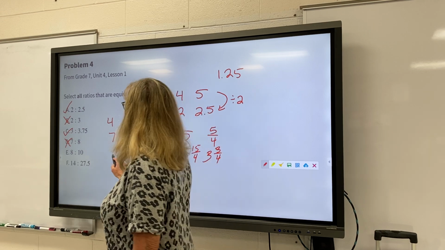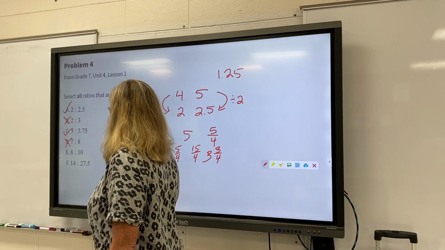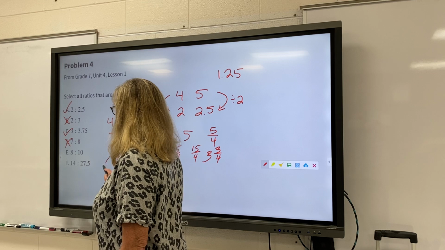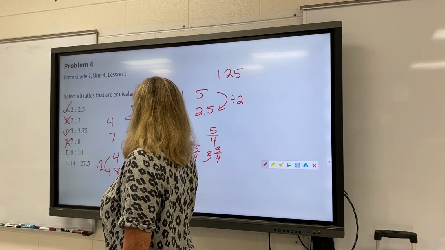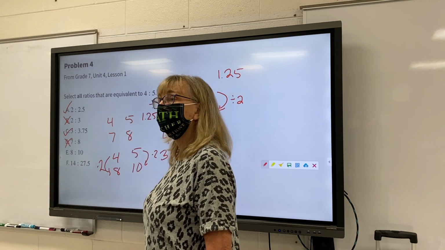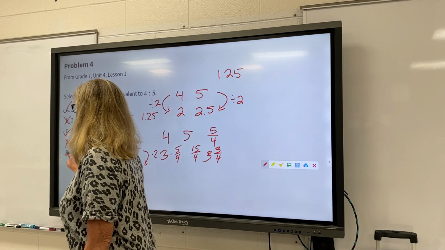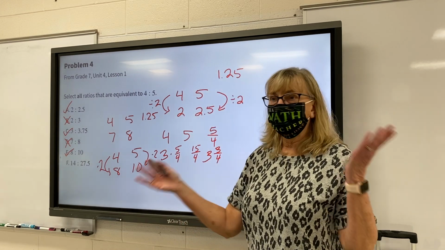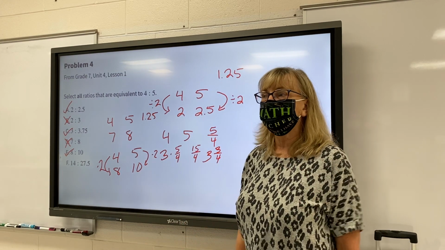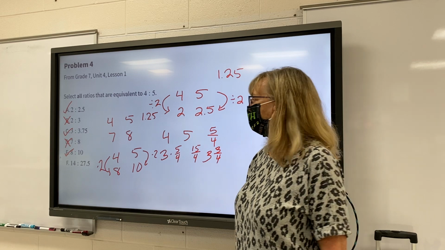Okay. How about 8 to 10? Oh, can we look at that one and do our original method? How do I get from here to here? Times 2. So this times 2, is that true? Yes. Okay. So the scale factor method worked on that one. See how we're jumping back and forth? What works easiest, right? We're all about easiest.